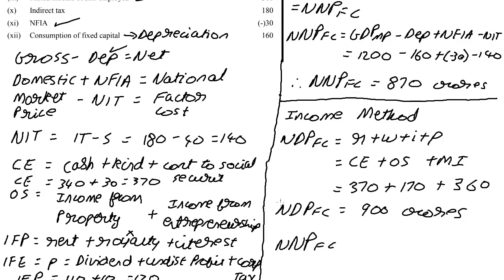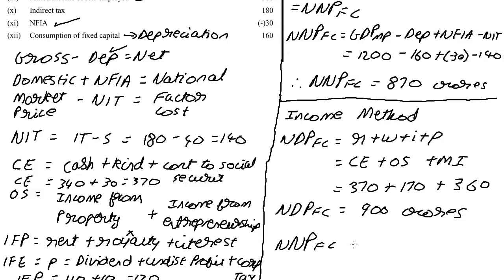And now we need to reach NNPFC. This is national, this is factor cost. The only thing we need to worry about is converting domestic to national. And how do we do that? How do we go from domestic to national? By adding NFIA. So NFIA is minus 30.